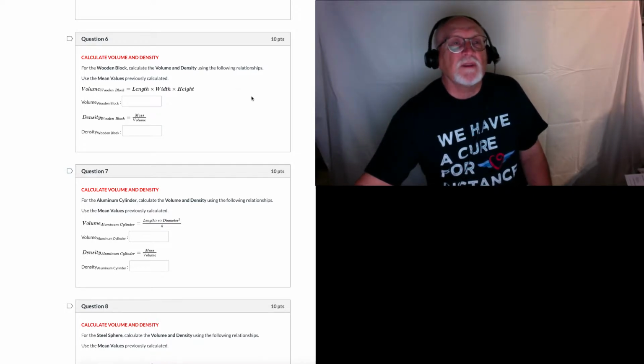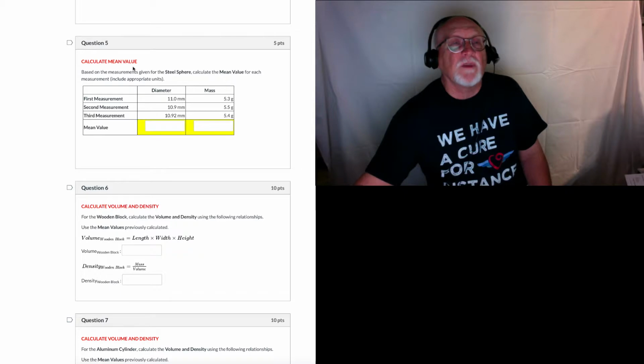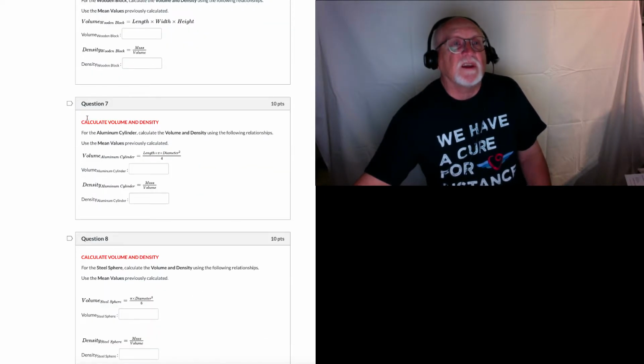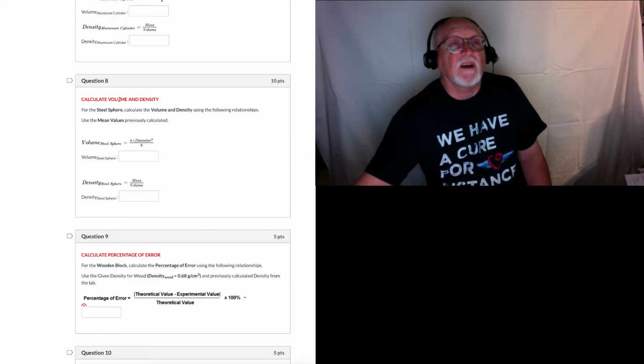Where do you get the volume and density? You're going to calculate it from the first 3 questions. So in this case, the volume of the wooden block is length times width times height, and you're going to put the information in here, and you are going to put the correct units associated. Question 7, calculate the volume and density for the aluminum cylinder. Again, the value and the correct units go into this block. Question 8, calculate the volume and density of the steel sphere. In this case, you're going to put the value and the units associated.